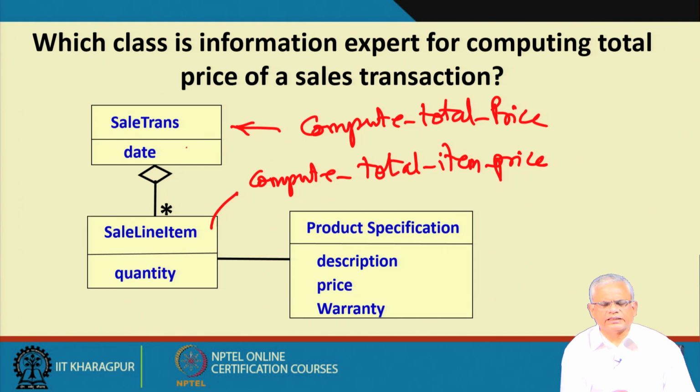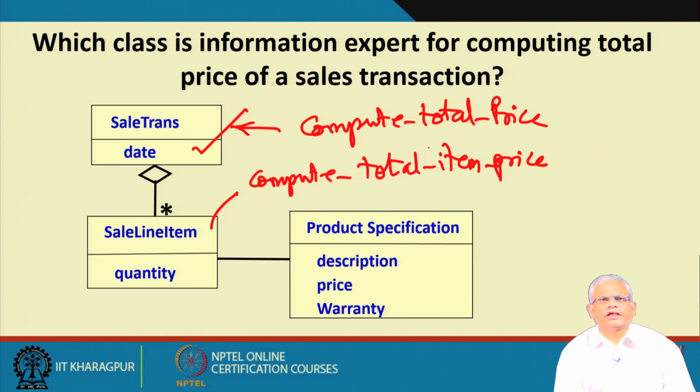and the sale transaction can aggregate all the total item prices returned by various sale line item objects, and there is no extra coupling introduced, no extra link between the objects required just for completing the compute total price, because the sale transaction is the object having almost all the necessary information, and therefore, the sale transaction is the right class to assign the responsibility compute total price.